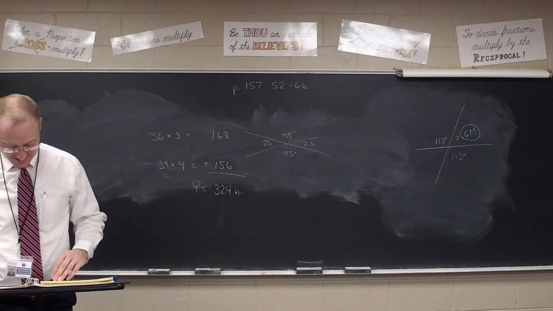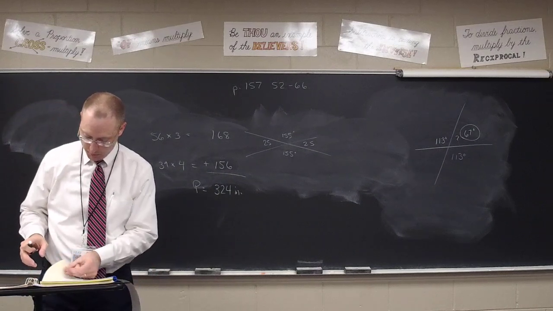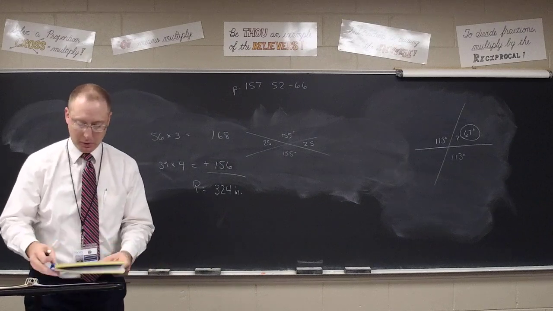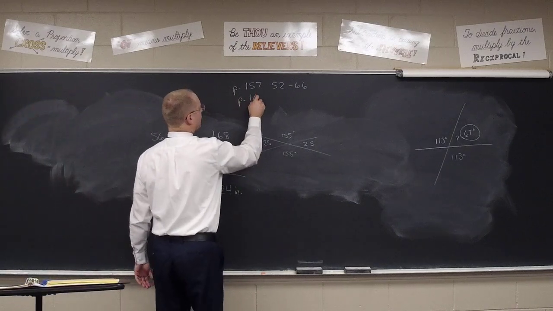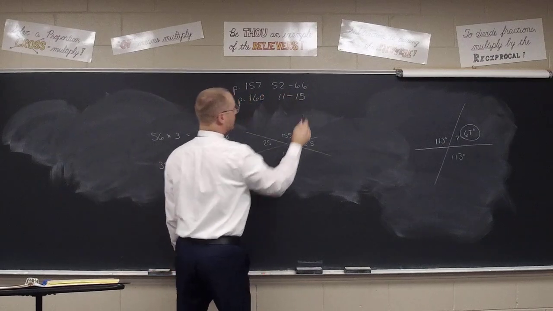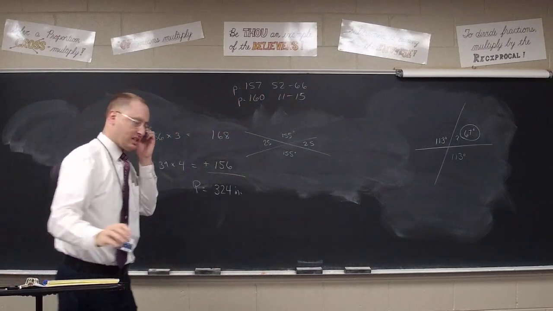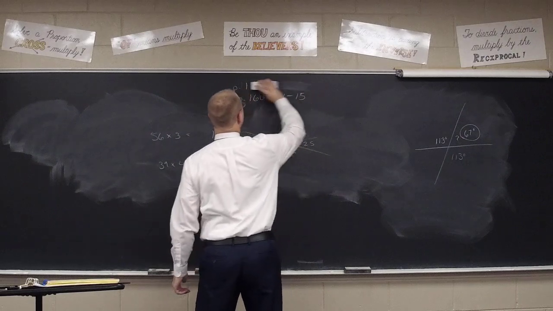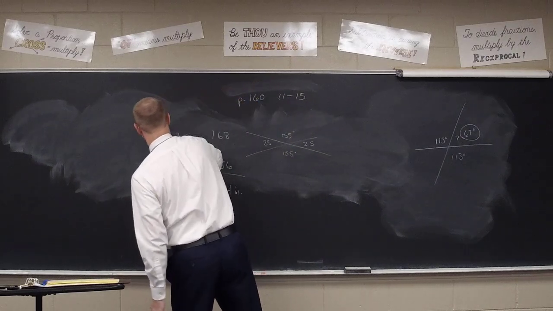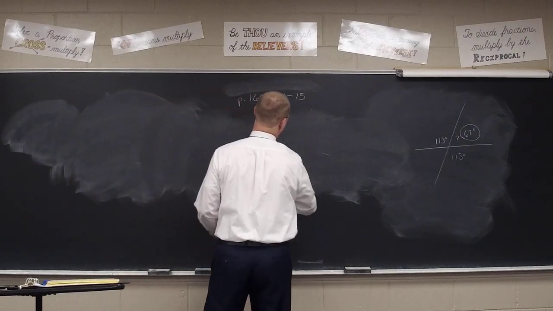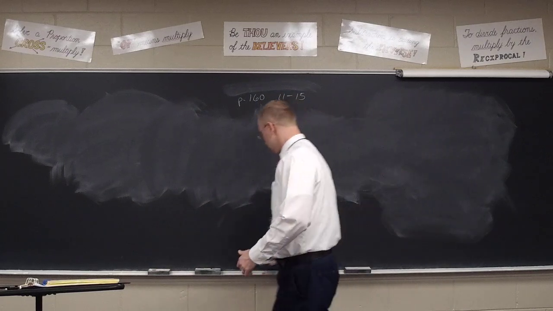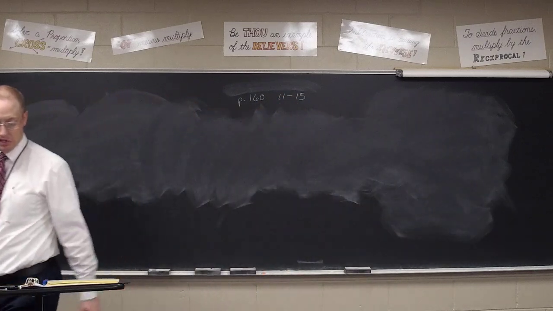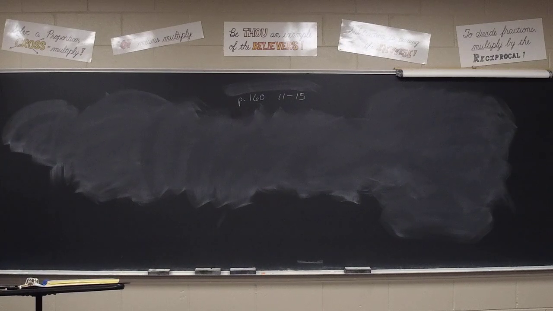Flip over now to page 160. I want you to do 11 through 15. Page 160, 11 to 15. A couple more perimeter problems. Note the scale drawing there in the purple grid.